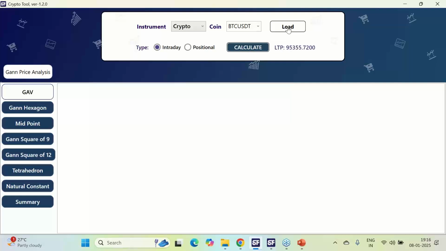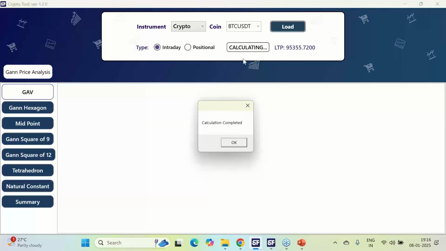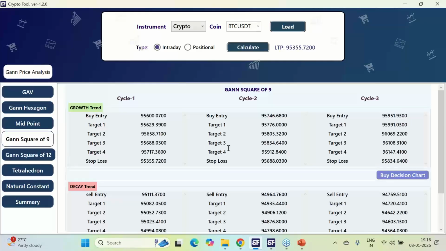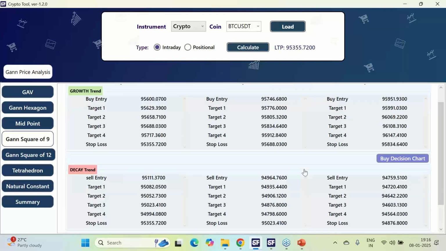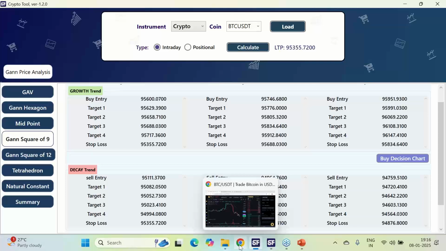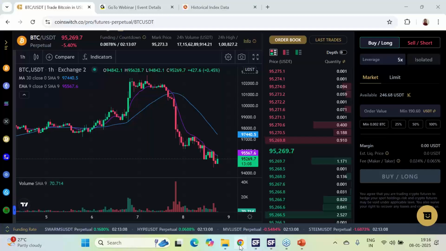Take a photograph of this. Tomorrow you can test. So 355 now happened. So calculate these things. Calculation completed. So here, square of 9, the same square of 9 we are going for. 95,600 and odd, it is telling. You can take a photograph of this also. Currently when we are calculating this, 95,355, it has pulled that price.